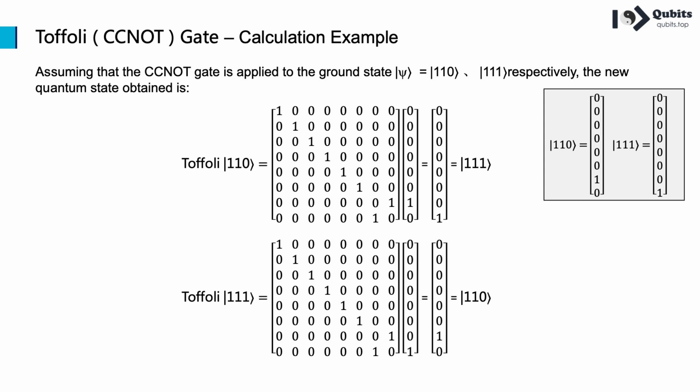This matches our expectation, as we predicted that the third qubit will be flipped when the first 2 qubits are both 1.